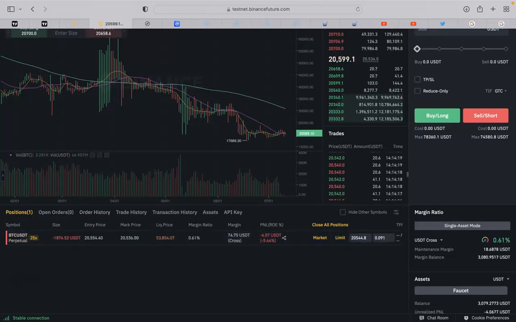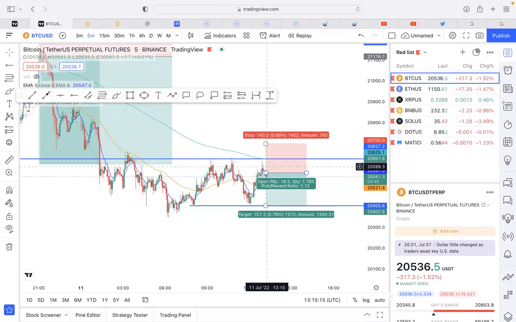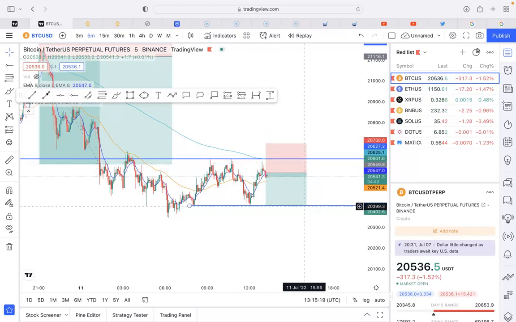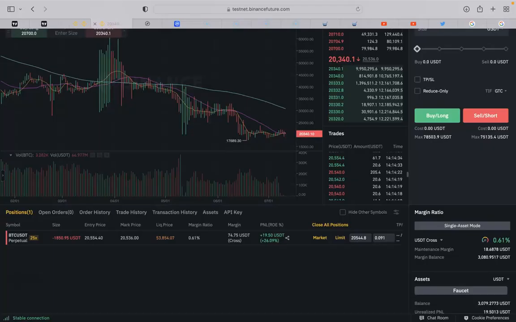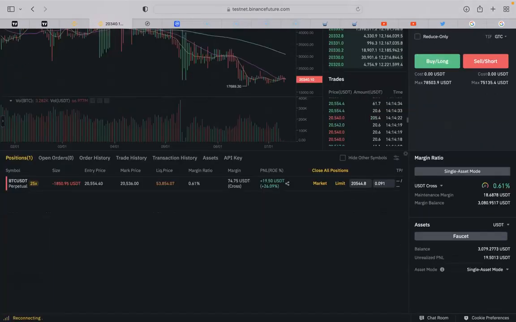Okay, so that's our trade. Remember, we have our stops right here. This is our entry and this is our take profit. All right, so after executing the trade, let's look at some key things on the trade.